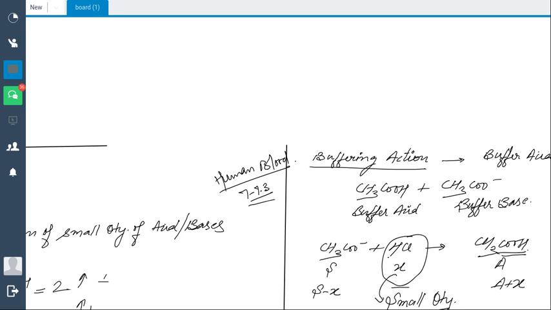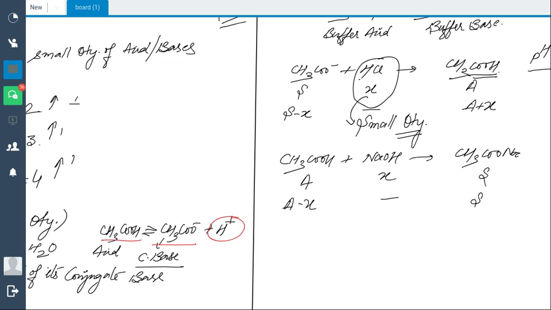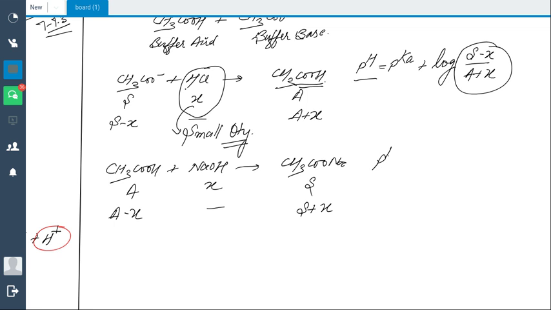Okay. Now you have added HCl over here. What if you add a base over here? This is A, this is X. This will be A minus X. This will be S plus X. So pH will be equal to how much? pKa plus log of (S plus X) upon (A minus X). Fine. I hope you have understood this particular part.